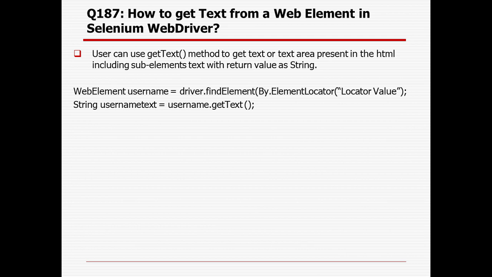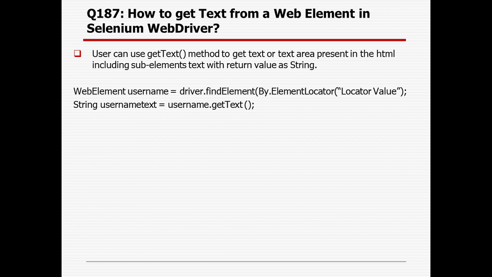How to get text from a web element in Selenium WebDriver? We can use the getText method to get the text present in the HTML, including sub-element text, with the return value as a string. First, we identify the web element through any of the properties: ID, name, class, CSS or XPath. Once the web element is identified, we use that web element and .getText, which gives the text, and we store it in a string. After it is stored in the string, we can use it. Whenever a text area or text is read-only, we use the getText method.